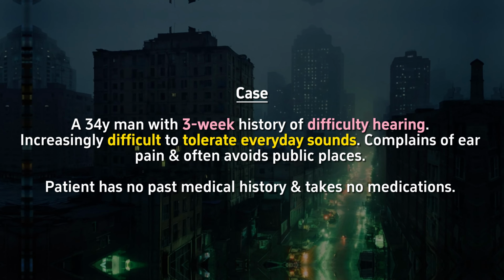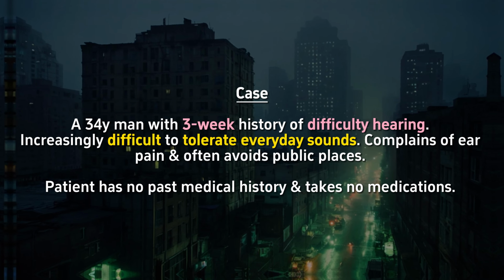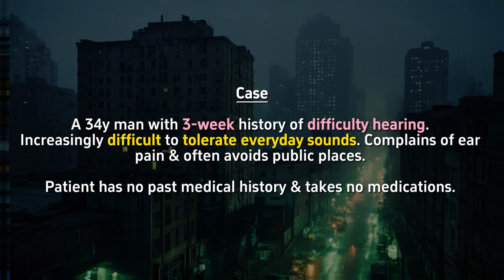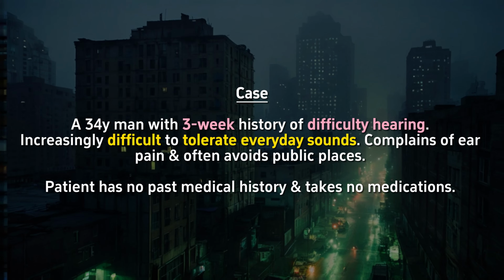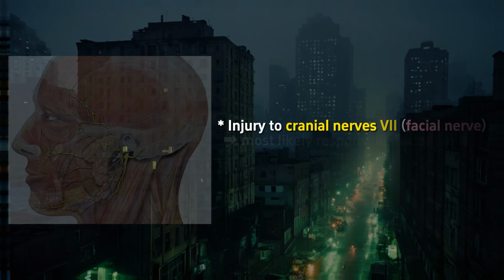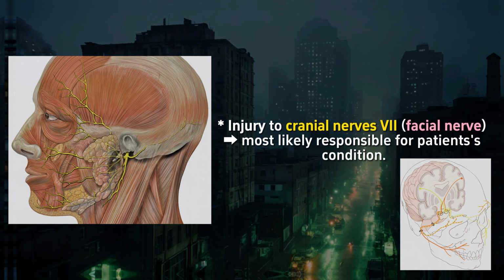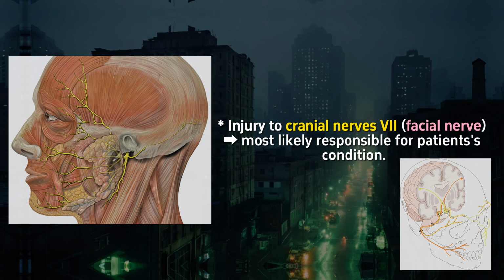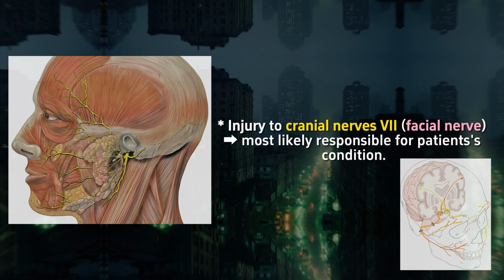A 34-year-old man comes to the clinic with a 3-week history of difficulty hearing. He finds it increasingly difficult to tolerate everyday sounds. He also complains of ear pain and often avoids public places as a result. The patient has no past medical history and takes no medications. Injury to the cranial nerve 7, the facial nerve, is most likely responsible for the patient's condition.